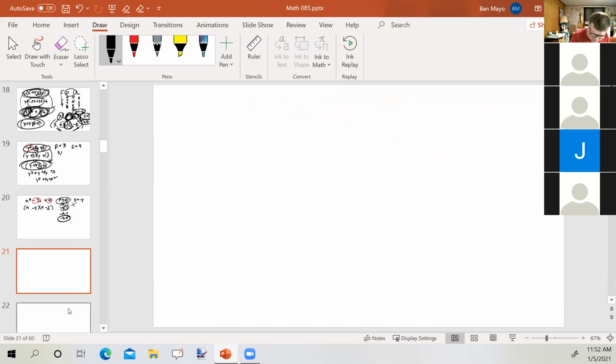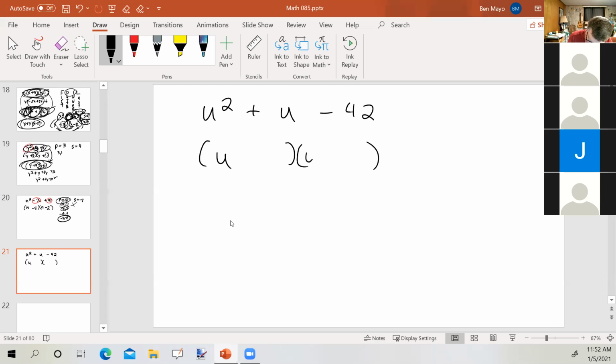Let's say I've got u squared plus u minus 42. This is in descending powers of the variable. There's no greatest common factor I can remove first. So I'm going to take the first times the first, the u times the u, and put them there. So now I need a product that's negative 42 and a sum that's 1. Recall that there's an implied coefficient of a 1 in front of the u.